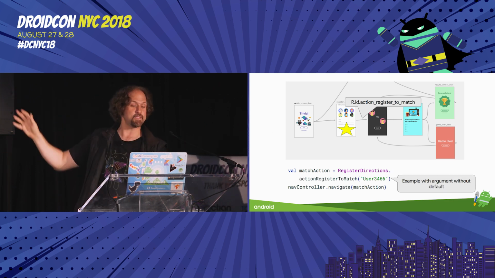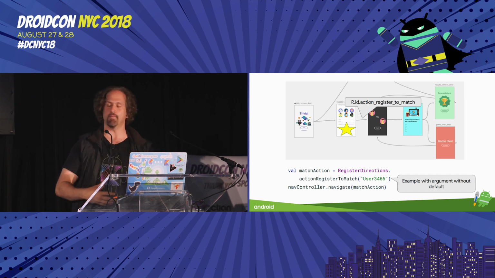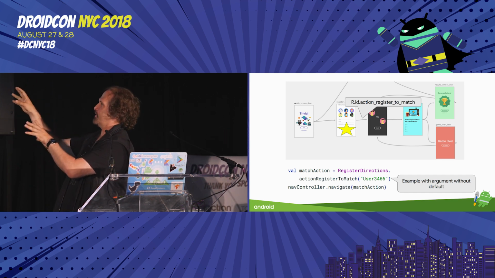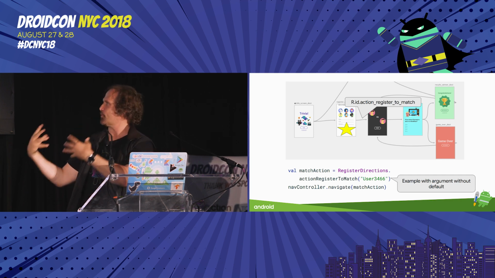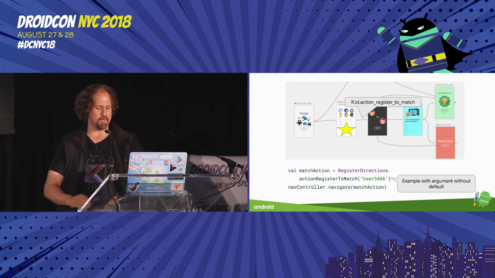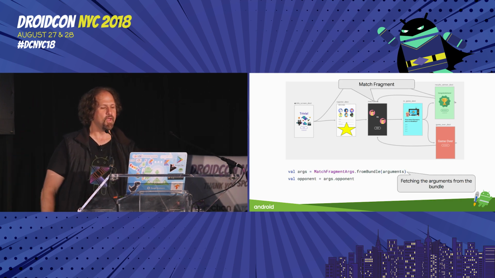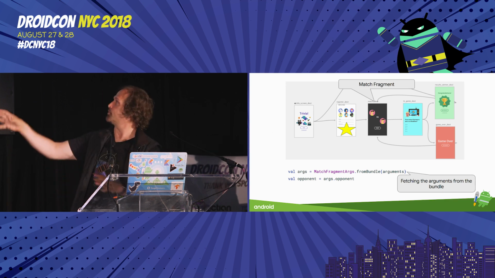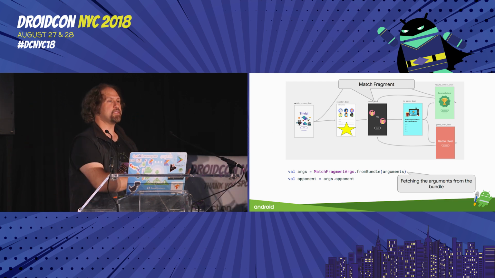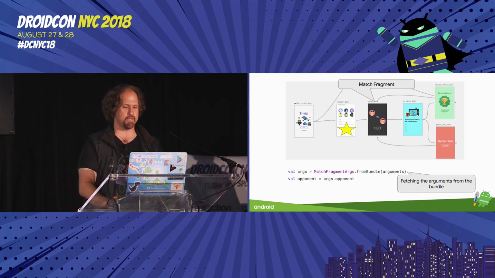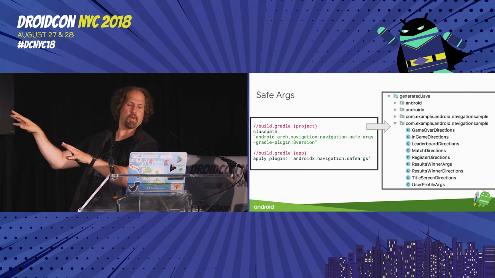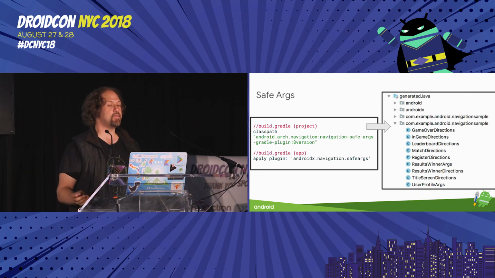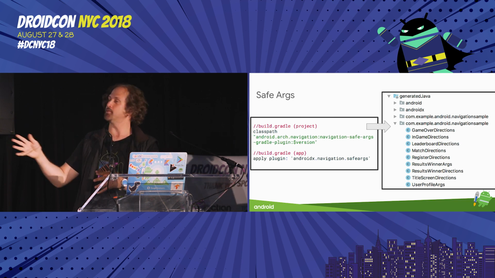Even better, if the destination doesn't have a default value for the argument, you actually need to supply it in the constructor to the directions object. So this is cool. It'll actually force you to put an argument in and make sure it has the right type. Within the match fragment, we can use the from bundle method to fetch the arguments, and then we can use them as expected. Now, since SafeArgs is a plugin, you do need to add the class path into the project build.gradle file, and then you can apply the plugin to your app build.gradle file.